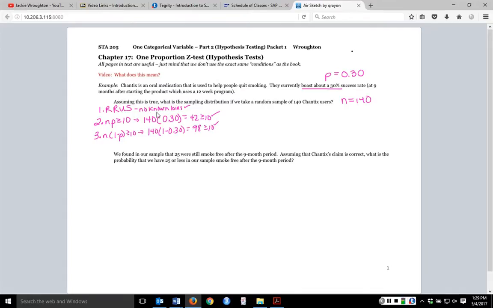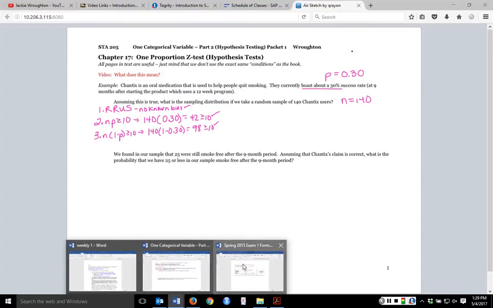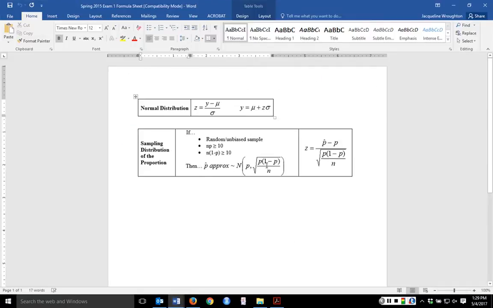Now again, using the ability to do the math, but what do these numbers represent? If 30% of all Chantix users are able to quit smoking, if we sampled 140, we expect 42 are going to be smoke-free 9 months later. The other 98 will have gone back to smoking. So that's the idea of what those numbers are really checking. So since our conditions are met, we can now use our sampling distribution, but we have to do that little calculation to find our standard deviation again.